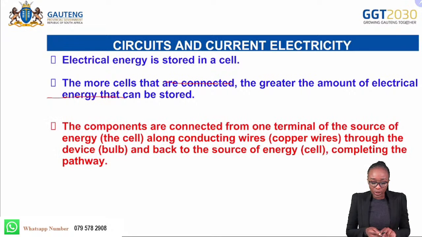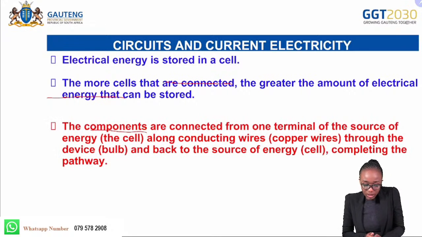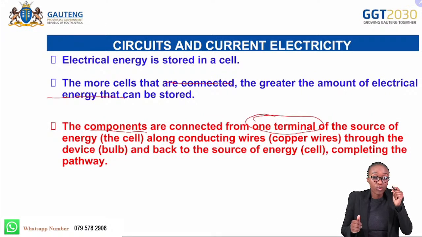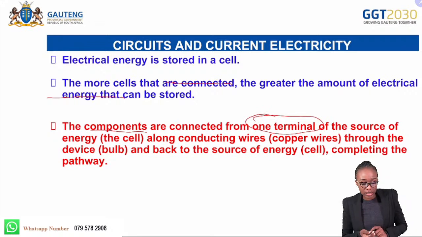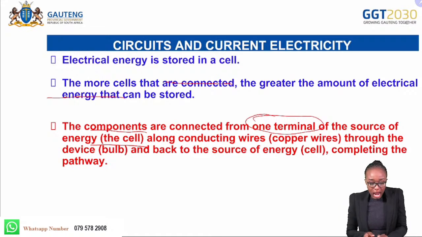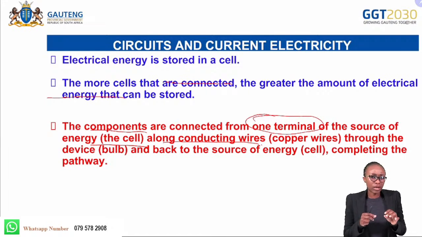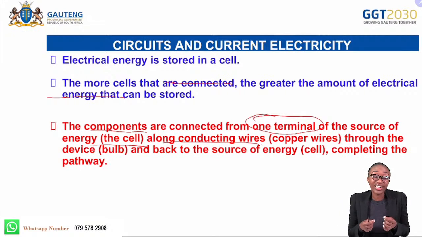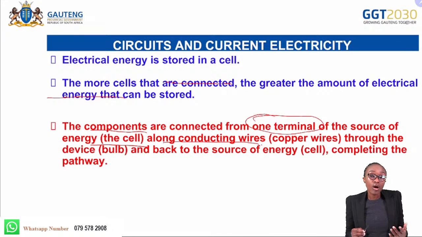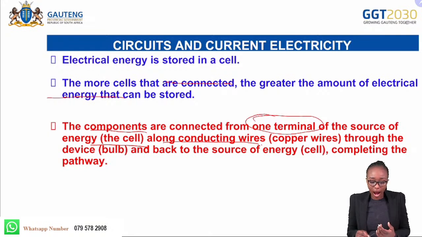Now the components are connected from the terminals. Remember we said we have a positive terminal and a negative terminal of the source of energy, which is the cell. And then along conducting wires, which are usually copper. That's why sometimes when there's an open cable, you can see copper colored or red wires popping out of it. Those are copper wires. They are the usual go-to for conducting wires.